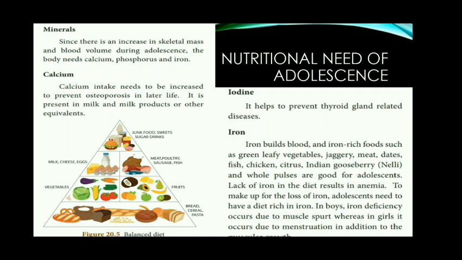Iron builds blood, and iron rich foods such as green leafy vegetables, jaggery, meat, dates, fish, chicken, citrus fruits, Indian gooseberry, that is nelli, and whole pulses are good for adolescents. The lack of iron in the diet results in anemia. To make up for the loss of iron, adolescents need to have a diet rich in iron. In boys, the iron deficiency occurs due to muscle spurt, whereas in girls, it occurs due to menstruation in addition to the muscular growth.